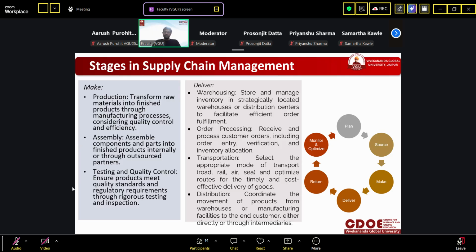In distribution, now the coordination of the movement of product from warehouse or manufacturing facilities to the end customers. So we are always there to check, either directly or through intermediaries.